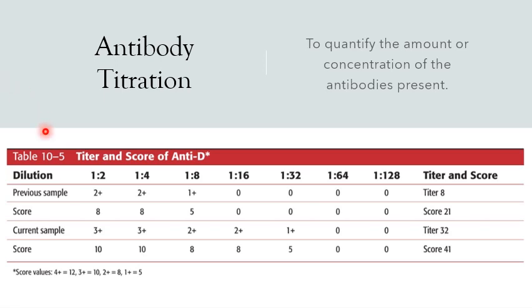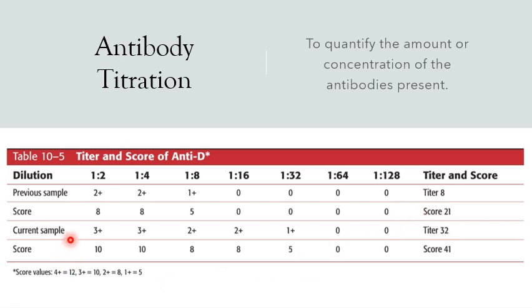So for example here, table 10.5. So as you can see, the previous sample has a titer of 8 and its score is 21. So to get the score, we will add all the scores. So 8 plus 8 plus 5 equals 21. That's for the previous sample.